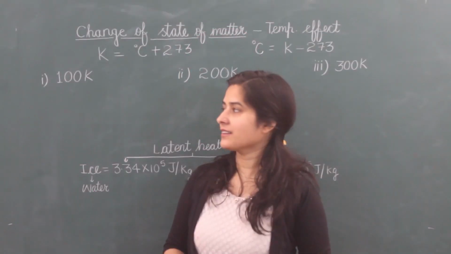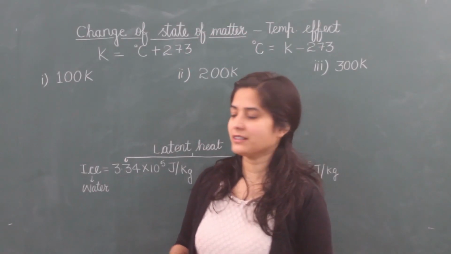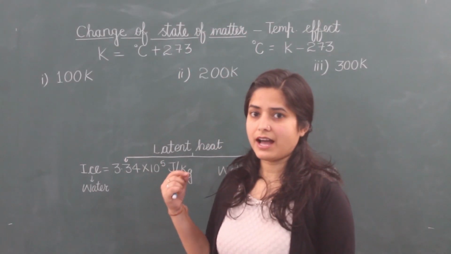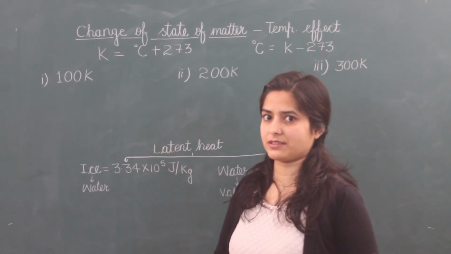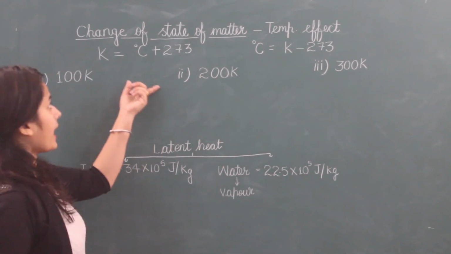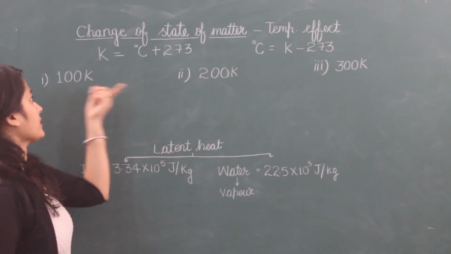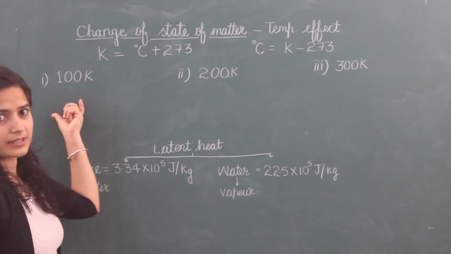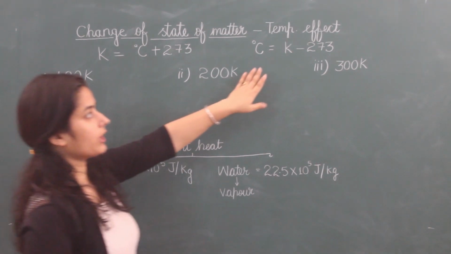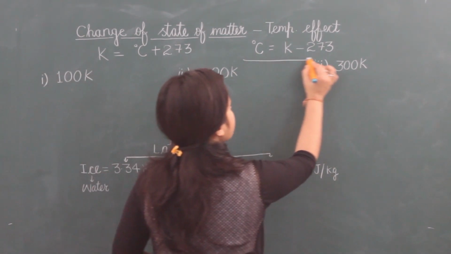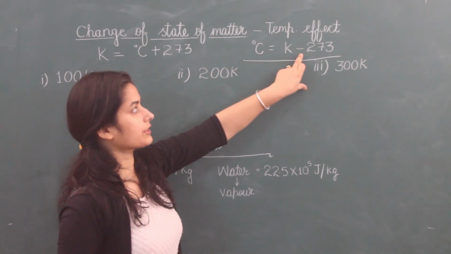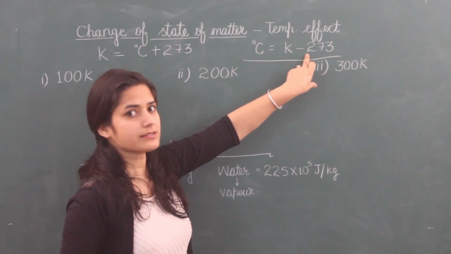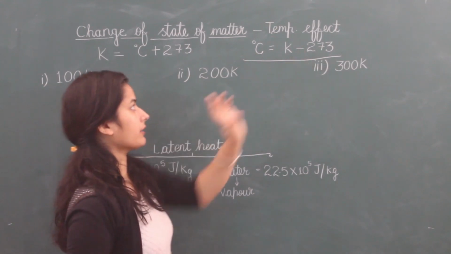Students, in our last lecture we have done latent heat. I gave you some numericals to do, conversion of temperature scales. I have given you this to change 100 Kelvin into degrees Celsius. So there is a formula for us. When we have to change Kelvin into degrees Celsius, we have to subtract 273 from Kelvin.